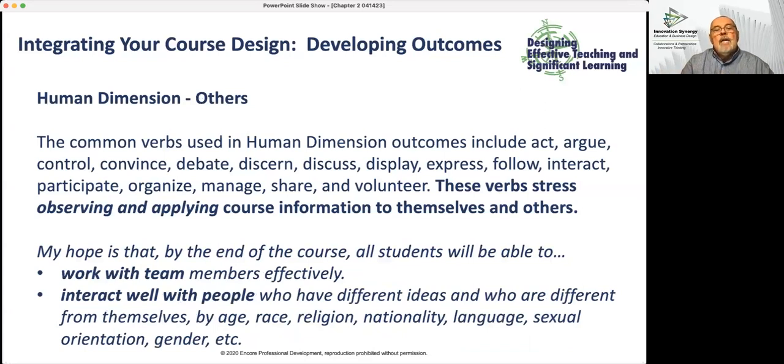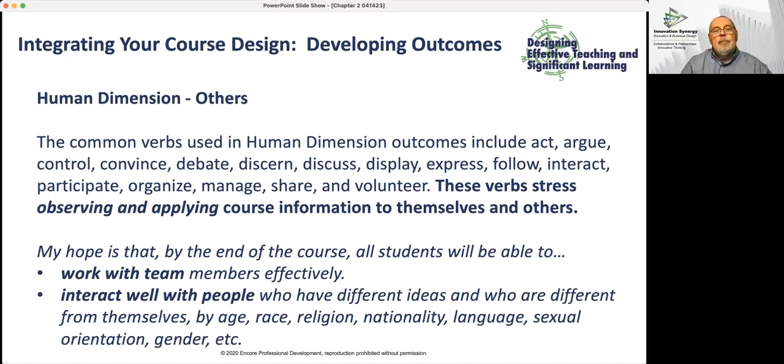When we look at human dimension others, now we take a look at the same verbs, but we are observing and applying course content to others. So how do they work well in a team, or effectively in a team? How do they interact well with other people who have different ideas or who are different from themselves by age, race, religion, nationality, language, sexual orientation, gender, etc.? How are you accepting, how are you working with people who have different thoughts and ideas than you do? Because as we know, employers want people who are able to do that.